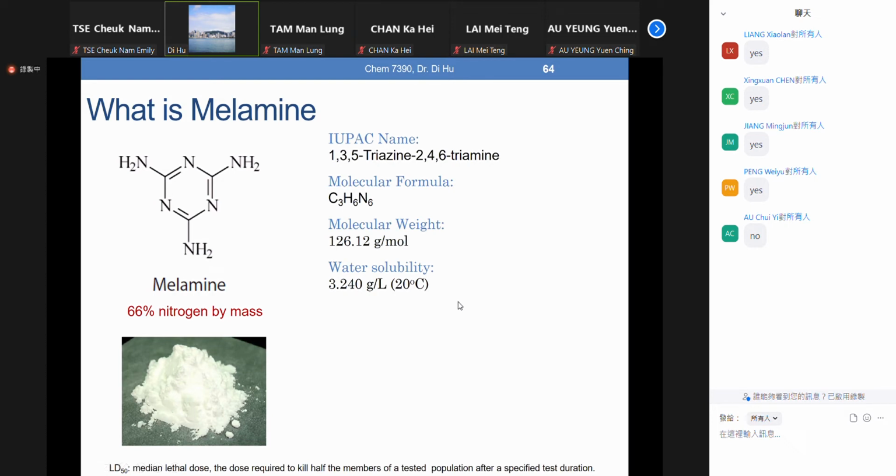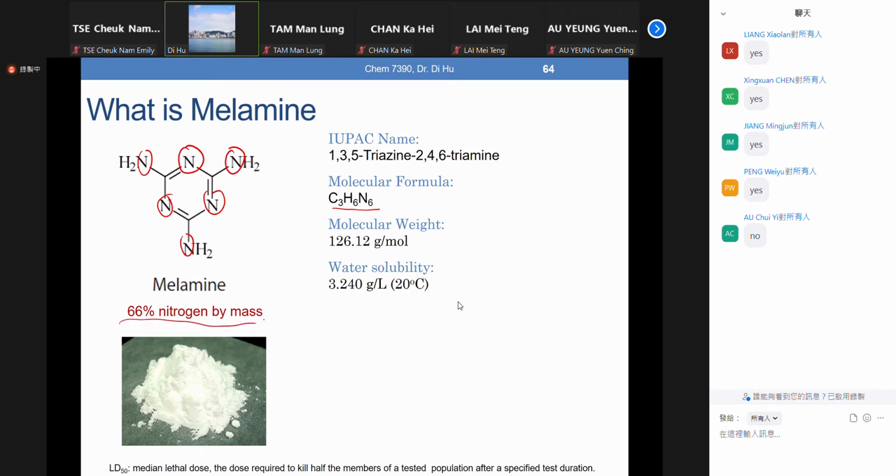So this is melamine, and when you look at this structure, what calls your attention? N. How many N? 6 N, okay? C3H6N6. So it has a very high fraction of nitrogen in its mass. Actually, nitrogen contributes 66% of the mass.